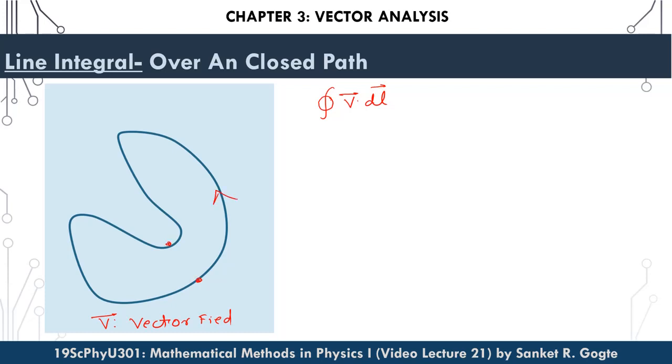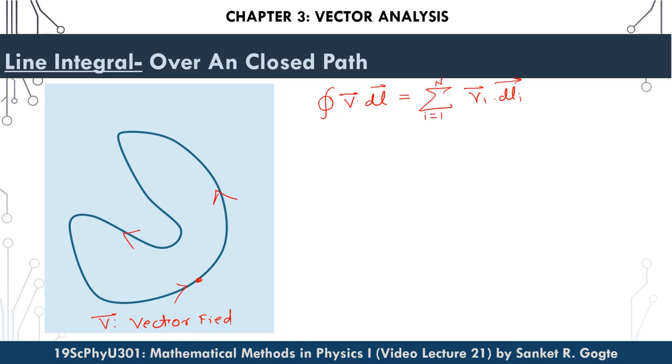Then what we do is we consider this path, which is now a closed path, and then calculate this sum, i equals 1 to n of vi dot dli. The process is same as calculating the line integration over the open path. The only difference is now we are considering a path which is closing onto itself.